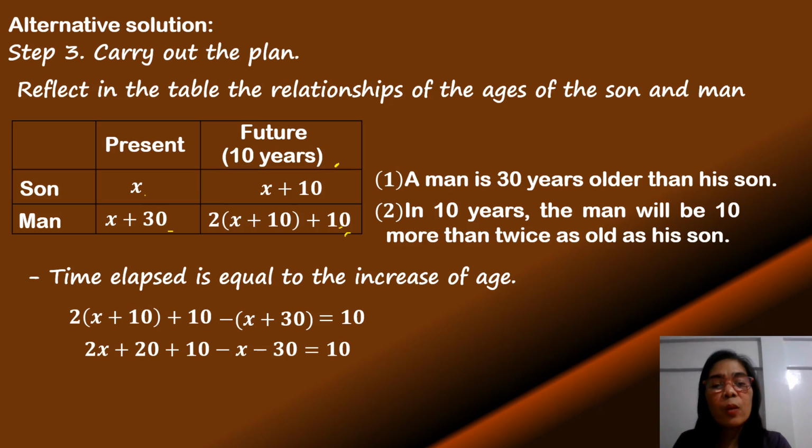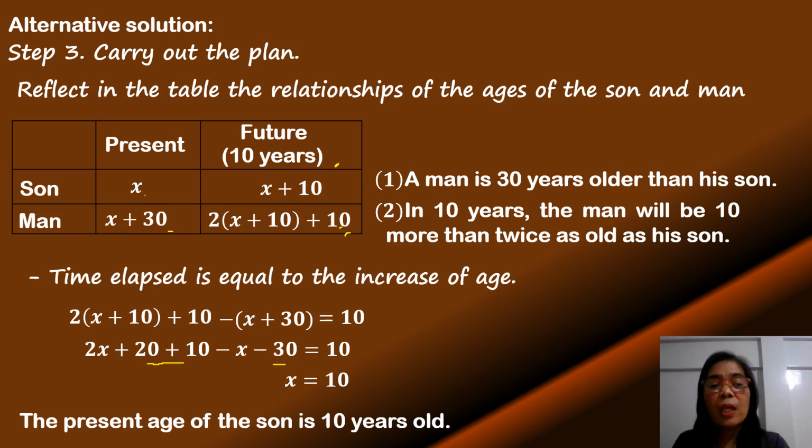So as we remove the grouping symbols, we now have 2x plus 20 plus 10 minus x minus 30 equal to 0. So simplifying, this 20 plus 10 and minus 30 cancels out. In the left member, what is left is x, and that x is equal to 10. That means the present age of the son is 10 years old.